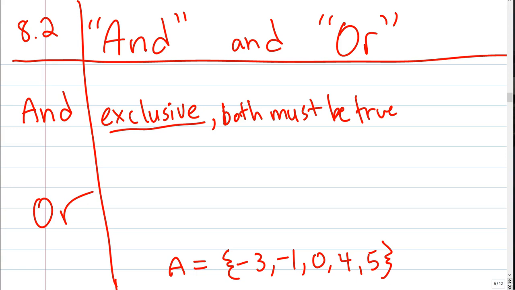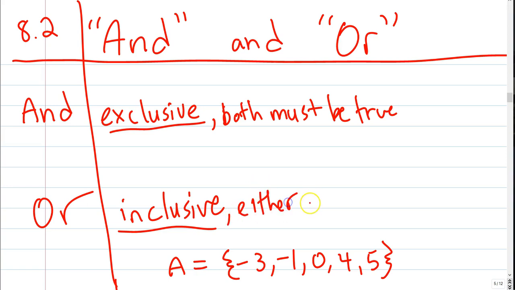Or is more inclusive. If I said how many people in here are male or wearing sandals, well, all the guys would raise their hands, and anyone wearing sandals. See, it would include more. Male or sandals would be all the males and all the people wearing sandals, including females wearing sandals. So it would be more inclusive. For it to be or, either one is true or the other is true, and you're included in that group.